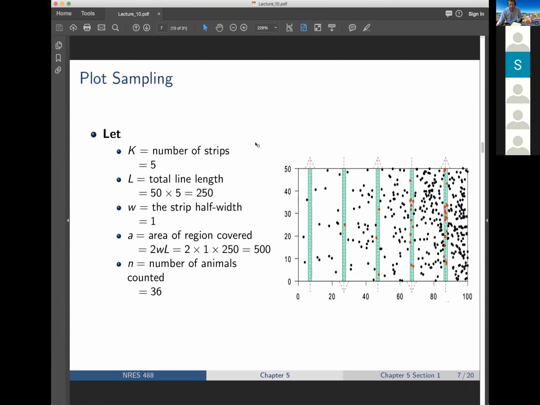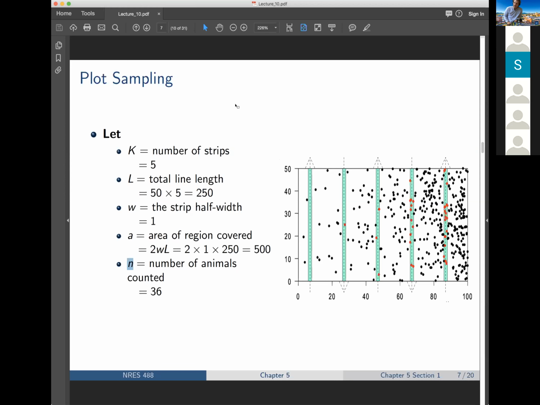So if we know something about how many transects we walk, the length of the transects, the width of the transects, and the area covered over the region, we can say something about little n, which is the number of animals that we're seeing, the number of animals that were counted, and use all of this information here to try to estimate how many animals are actually in the population.